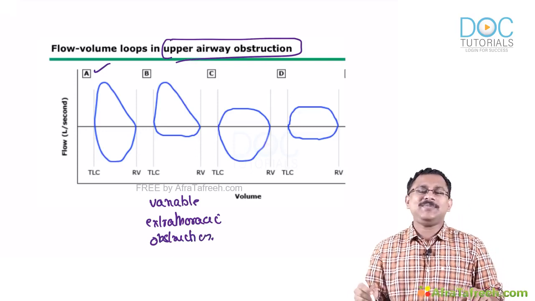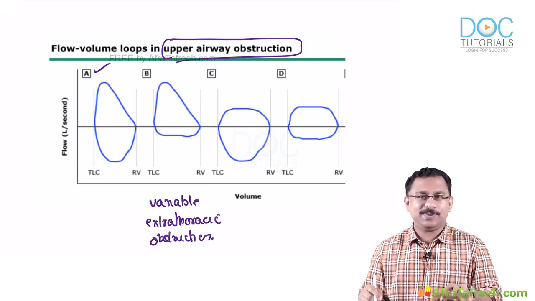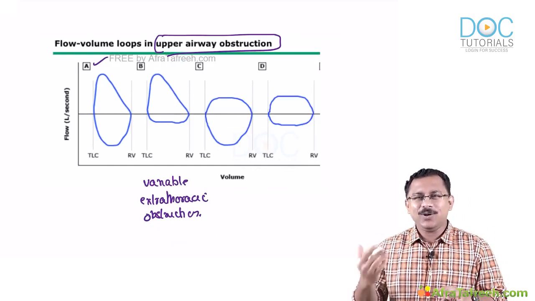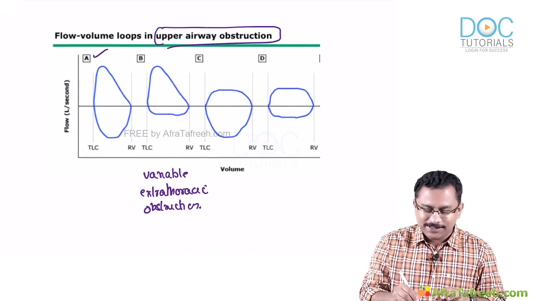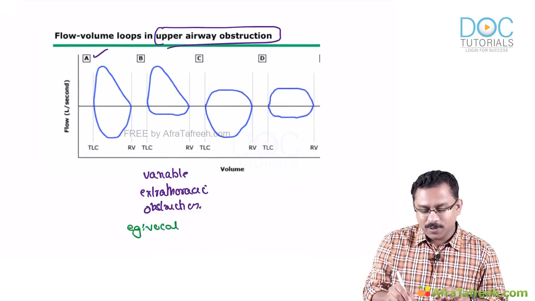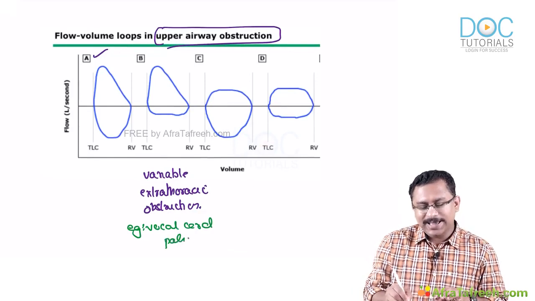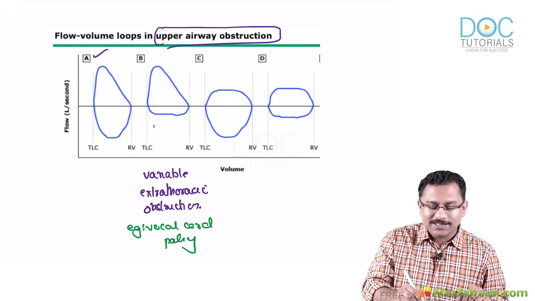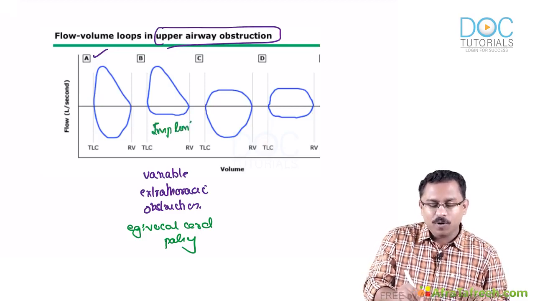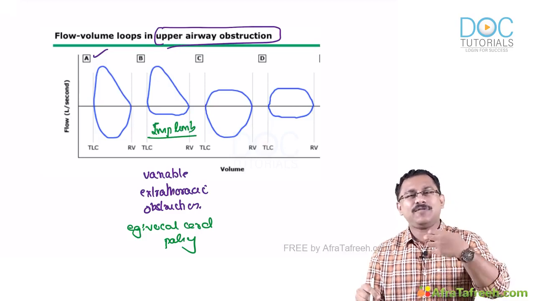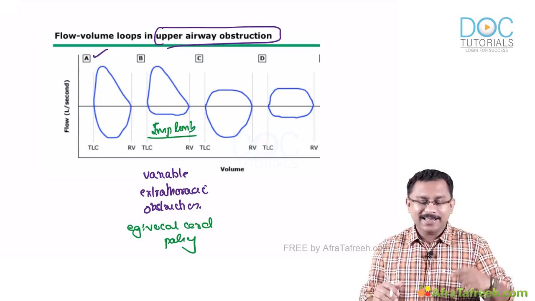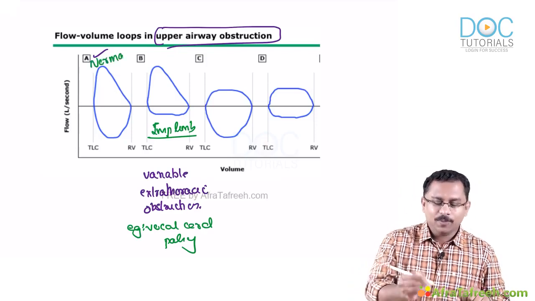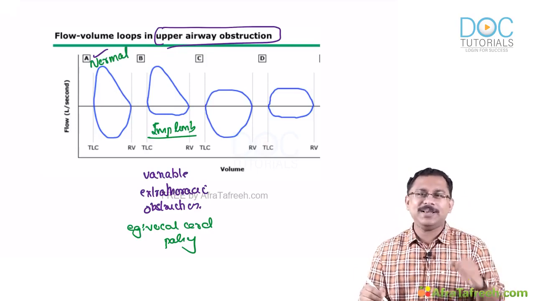Variable obstruction means it varies with the phase of respiration. So variable extrathoracic obstruction means the cause is outside the thorax, and an example is maybe a vocal cord palsy. In such a scenario, the problem in the flow volume loop is the inspiratory limb. The inspiratory part of the flow volume loop appears very small. The expiratory is appearing normal. You compare with the normal flow volume loop. What is the part that is affected? The inspiratory part is becoming small.